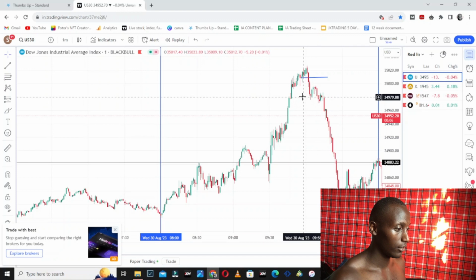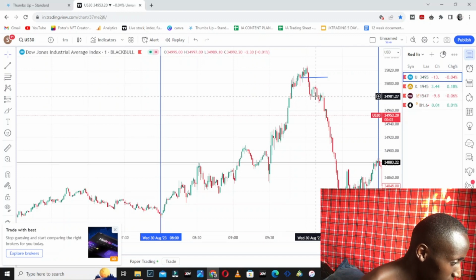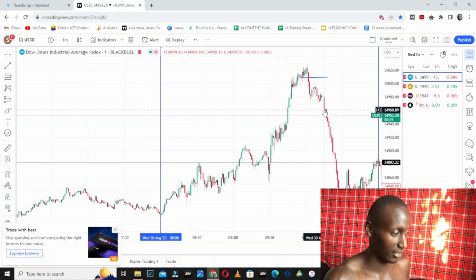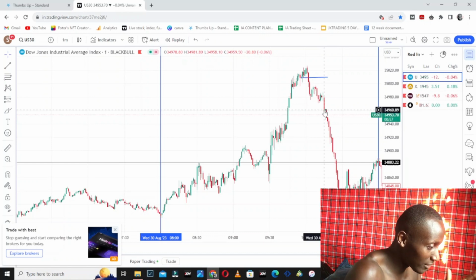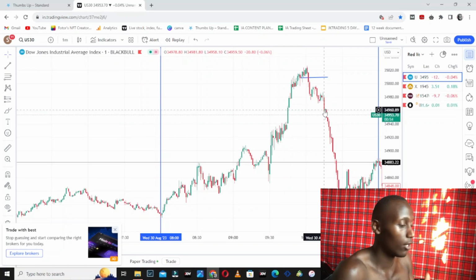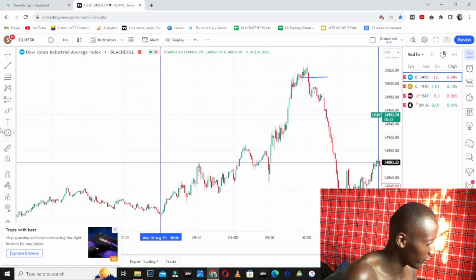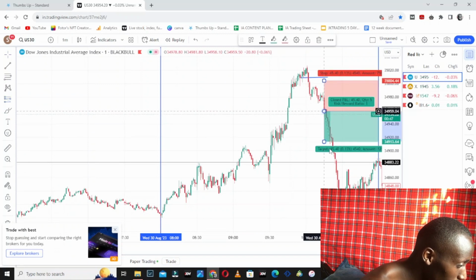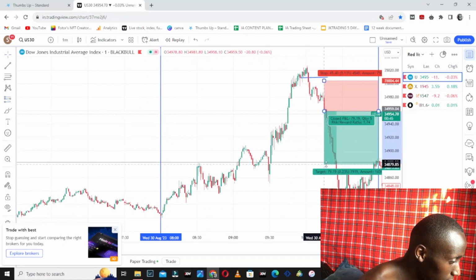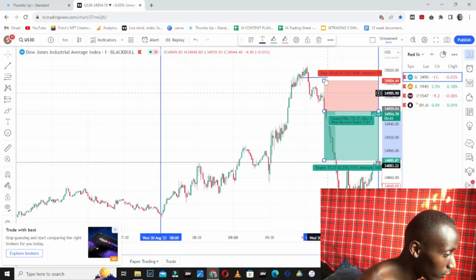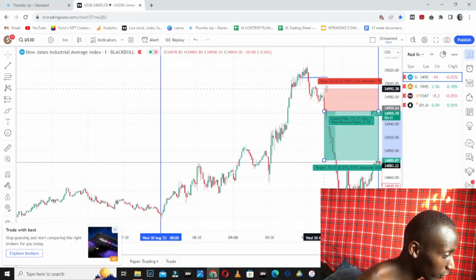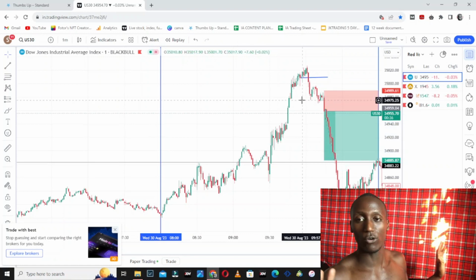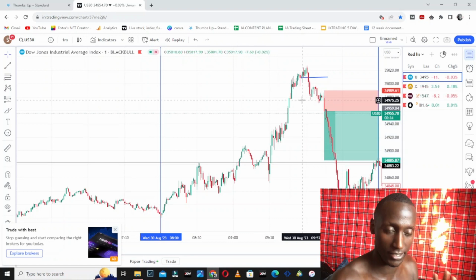Broke structure. Then a retest with this engulfment candle at 10:15. Timing: the engulfment candle was the first candle of the 15-minute rotation. So that was the entry for your 60 pip move, 30 pip take profit. There was no hit. It was a perfect trade setup.